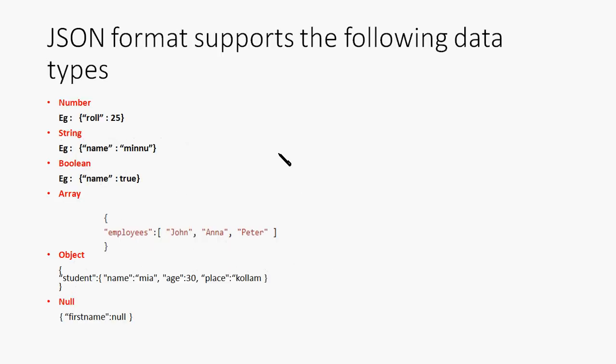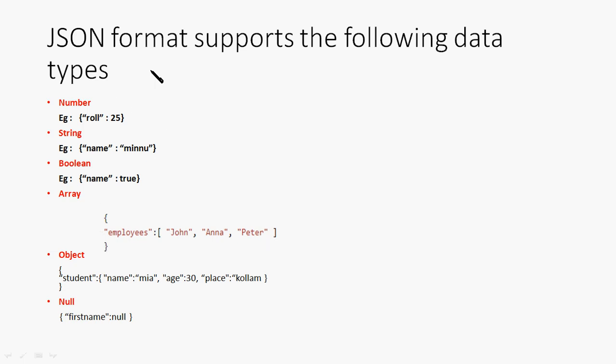These are the JSON data types and their examples. In JSON we have the number data type. Here is an example that shows roll with a number type. You see it is in the form of name-value pairs. Next is an example that shows JSON with the string data type. Next is the Boolean data type. Next I show JSON with arrays. Here you can see the square brackets, with employees John, Anna and Peter.